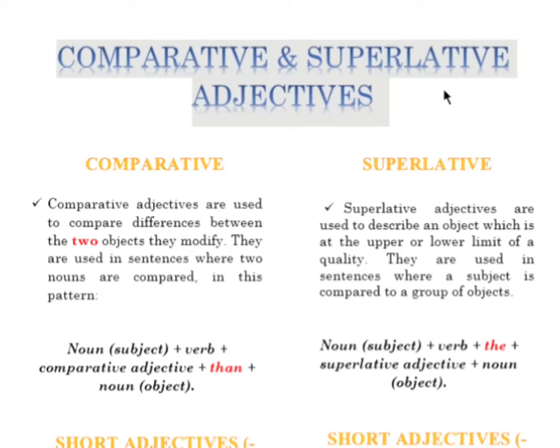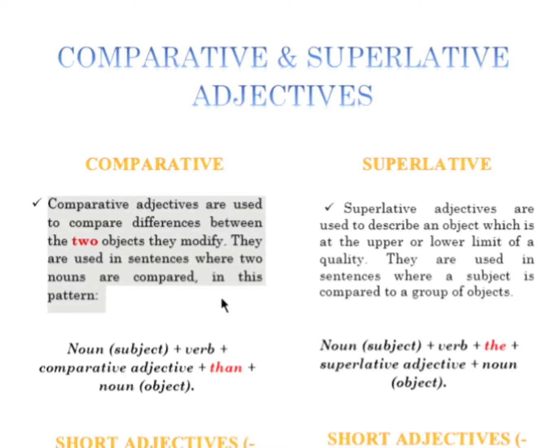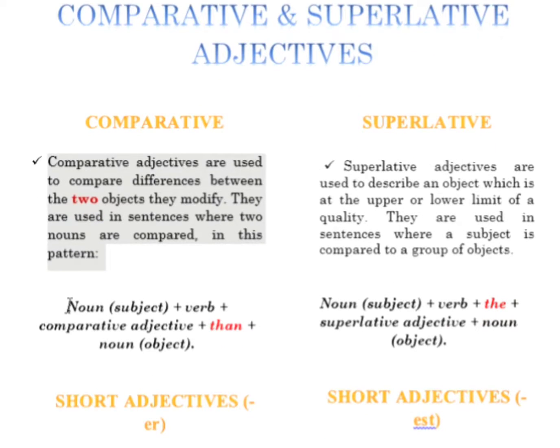Comparative and superlative adjectives. In today's class we are going to be studying some definitions, rules and examples about comparative and superlative adjectives. Let's begin. Comparative adjectives are used to compare differences between the two objects they modify. They are used in sentences where two nouns are compared in this pattern: noun, verb, comparative adjective, than, and noun. In comparative we only compare two things, like two people, two objects, two animals, two countries, two cities, or wherever, but always two.